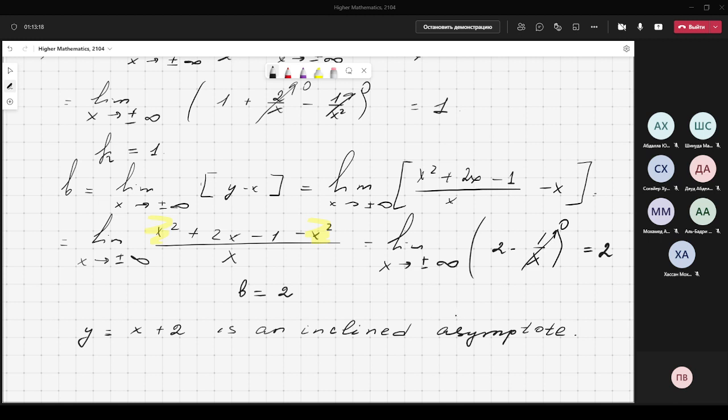To investigate the mutual position of a curve and an asymptote, let us consider the difference of the ordinates of the curve and the asymptote for one and the same values of x.